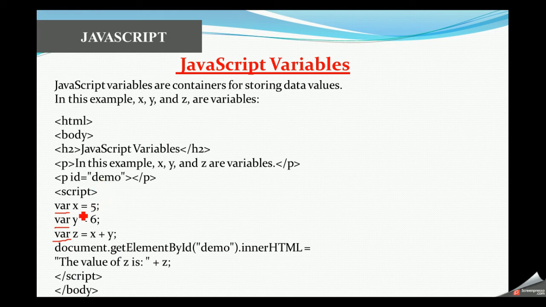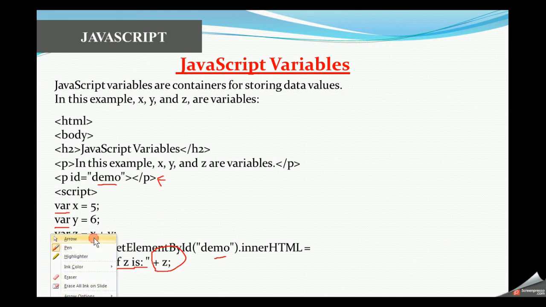Suppose there are three different variables x, y and z, and you have to store them. Then you will be writing var x = 5, var y = 6, and suppose you want to add these two, then var z = x + y, and you want to get this output on this paragraph. So you will be doing document.getElementById demo, since the ID name is demo over here, then demo.innerHTML = "The value of z is " + z, in double quotes so it appears as it is on your screen, that means plus 11.